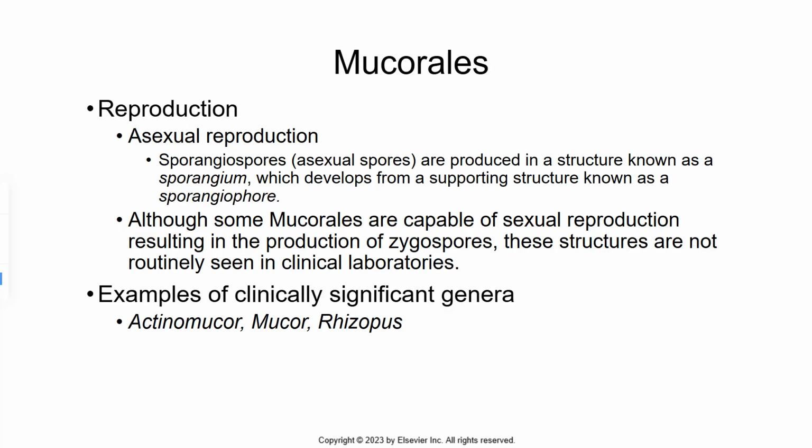Asexual reproduction: sporangiospores, asexual spores, are produced in a structure known as a sporangium, which develops from a supporting structure known as a sporangiophore. Although some Mucorales are capable of sexual reproduction, resulting in the production of zygospores, these structures are not routinely seen in clinical laboratories. Examples of clinically significant genera: Actinomucor, Mucor, and Rhizopus.